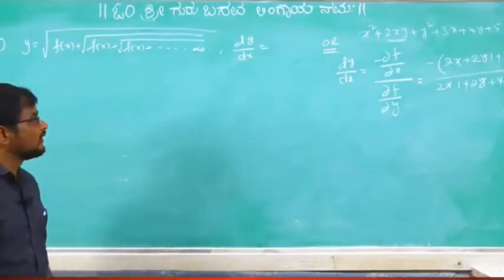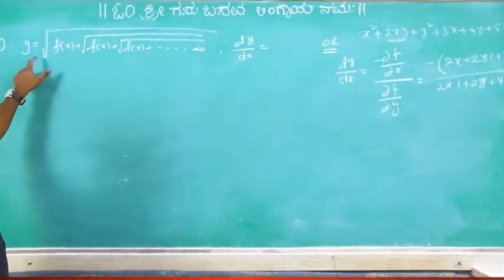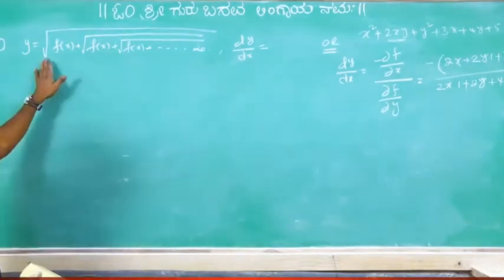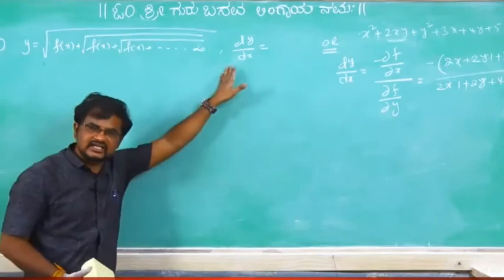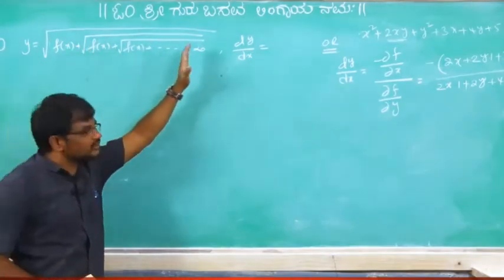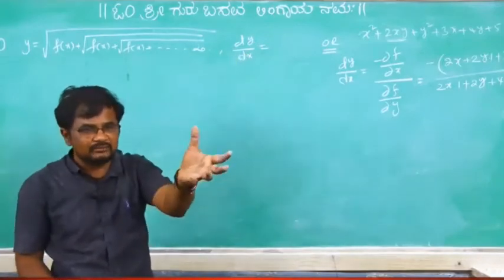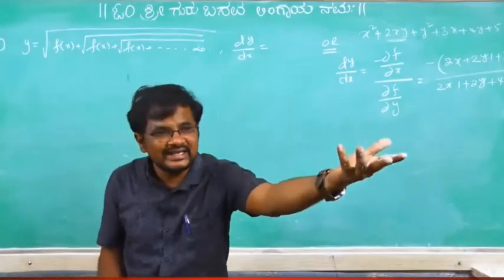Now, generally y equal to root of, approaches to infinity, means from here it is approaches to infinity. From here to here also it is approaches to infinity. From here to here also, where it is going, means approaches to we don't know. So it is approaches to infinity.